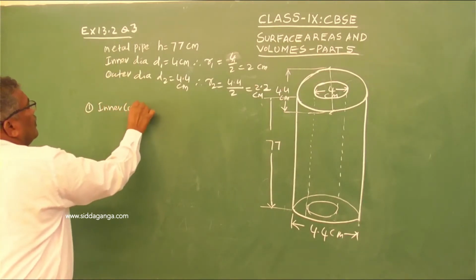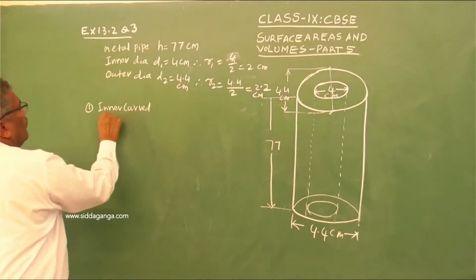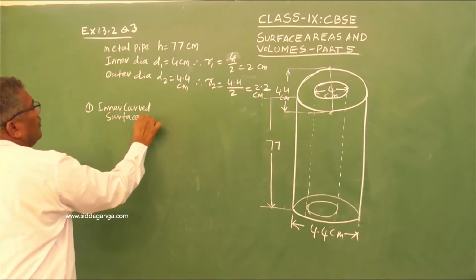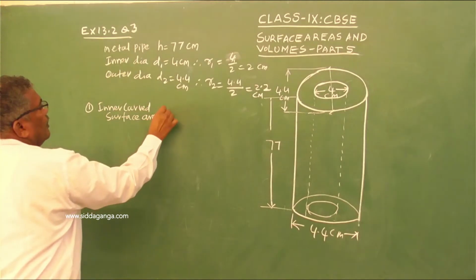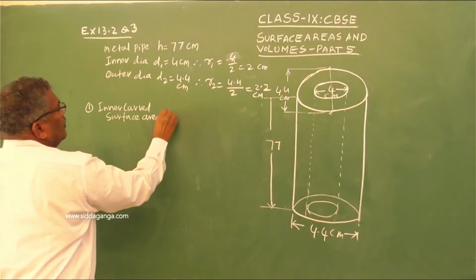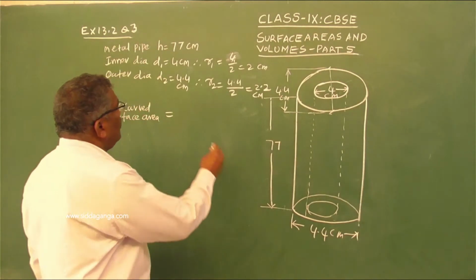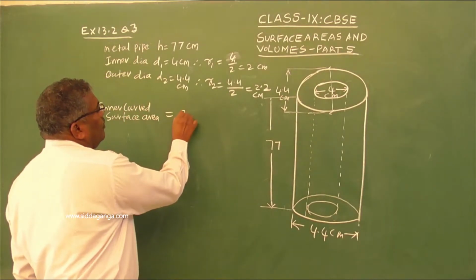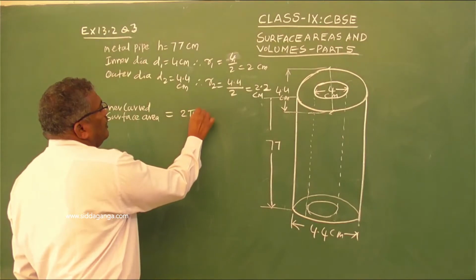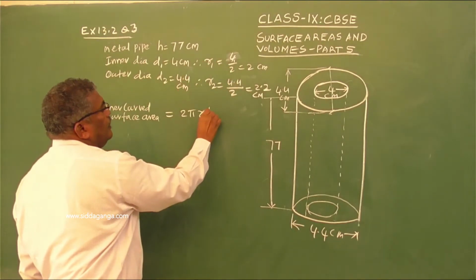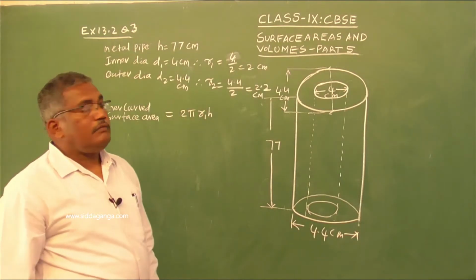Inner curved surface area equals inner curved surface area. For curved surface area we have the formula 2 pi, radius here is, inner radius is r1 into h.